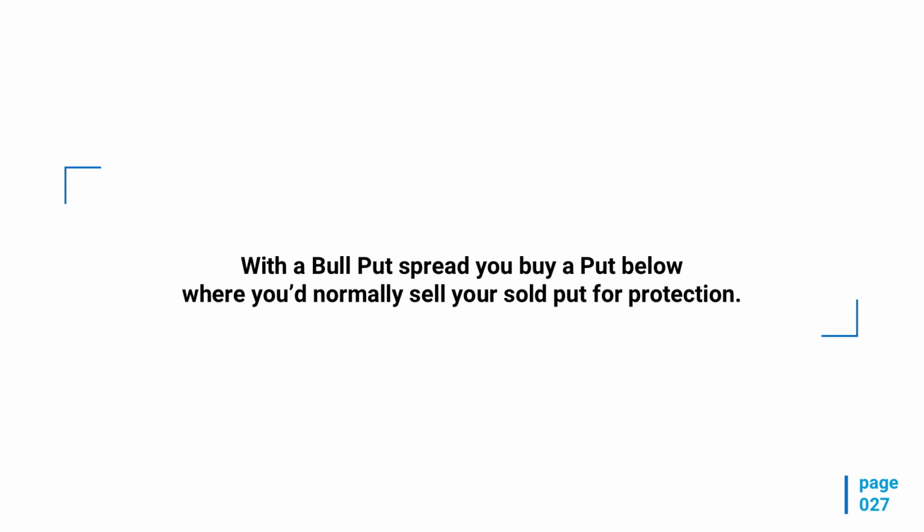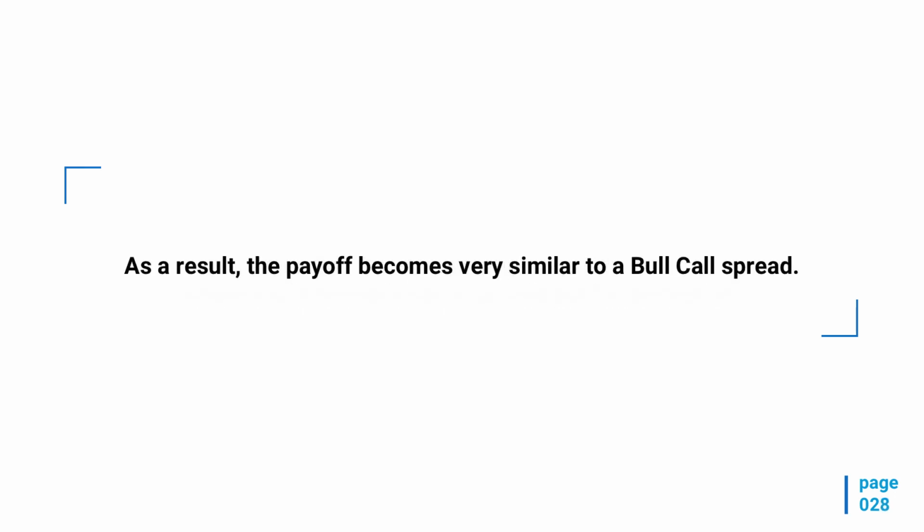With a bull put spread, you buy a put below where you'd normally sell your sold put for protection, so that if you're very, very wrong, you are limited in the amount of risk that you've got on. As a result, the payoff becomes very similar to a bull call spread in the way that it's drawn. Now, where you pick your strikes is going to define how your risk reward looks. But if you pick the exact same strikes between a bull call spread and a bull put spread, you'll actually notice that the payoff should be pretty much the same due to put-call parity.